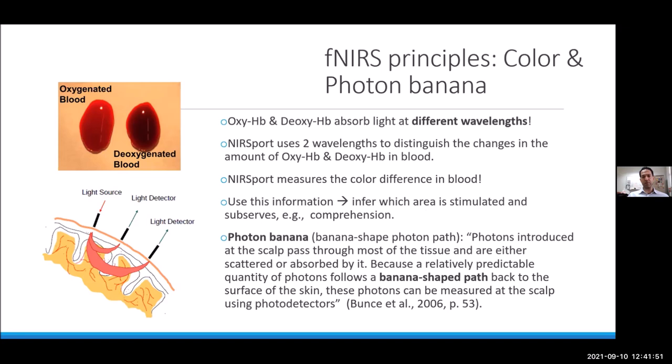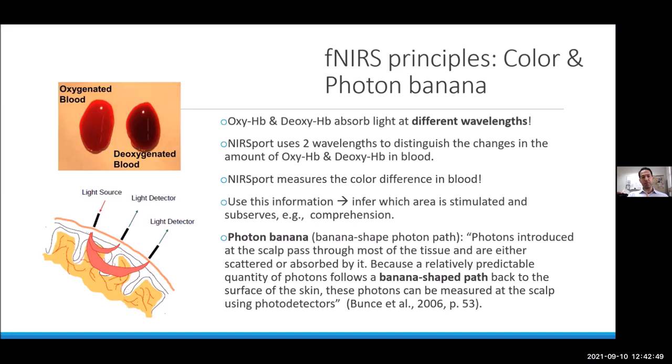The next concept is also important. It's called the photon banana, as you see in the shape in the left-hand corner. It's also known as the banana-shaped photon path. As you know, light, including the infrared light used in this technology, is made of photons. Photons introduced at the scalp, the top of the head, pass through most of the tissue and are either scattered or absorbed by the brain tissue. Because a relatively predictable quantity of photons follow a banana-shaped path back to the surface of the skin, these photons can be measured at the scalp using photodetectors.